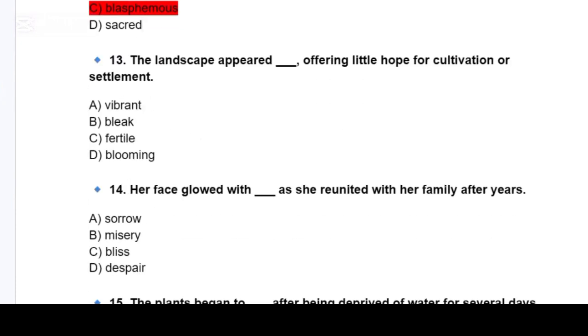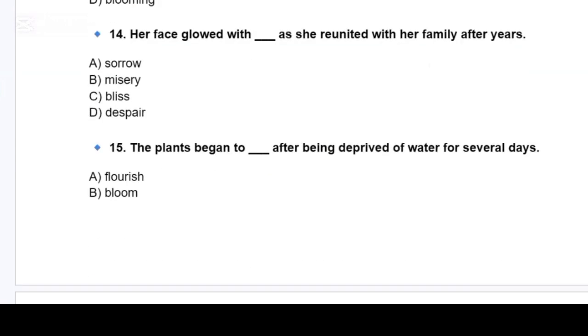The landscape appeared dash, offering little hope for cultivation or settlement. The landscape is not offering any hope. Little hope means there is no hope for cultivation or settlement. So the landscape appeared vibrant? No. Bleak, fertile? No, because if it is fertile there is hope. Blooming? No, it is also incorrect. So bleak here is correct. Bleak means the landscape is deserted and there is no hope for cultivation or settlement.